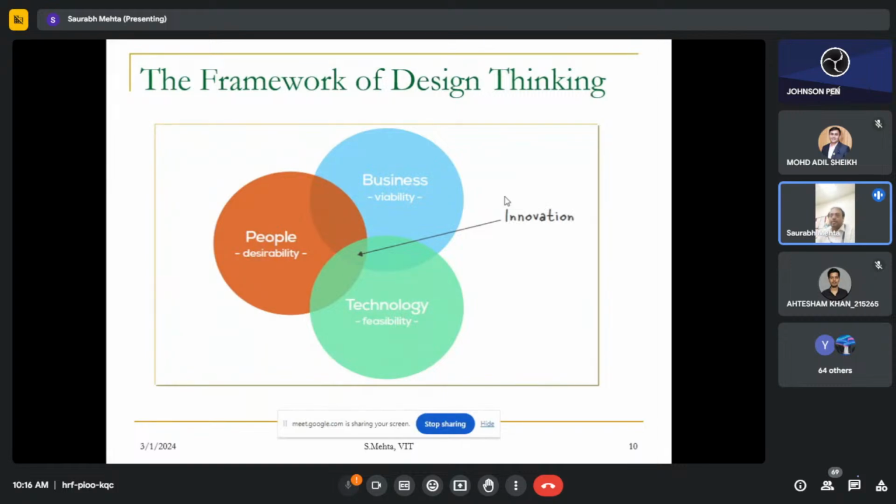So there are three very important components that you need to think about. Whenever you are going to do business, obviously we need to think about viability, right? You create some product, and if you are not able to sell that product, that is not a business. It's not a good business at all. So the business requires viability. Then the very important thing is technology. Sometimes we develop technology, but it is so expensive that it is not accessible to common people.